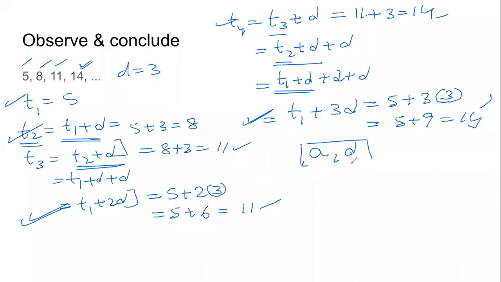Can you please confirm that this makes sense? Thank you for the confirmation. And this is why we say that an arithmetic progression is defined by the first term and the common difference. We don't need to know the other terms. We can find the other terms as long as we know what the first term is and what the common difference is.